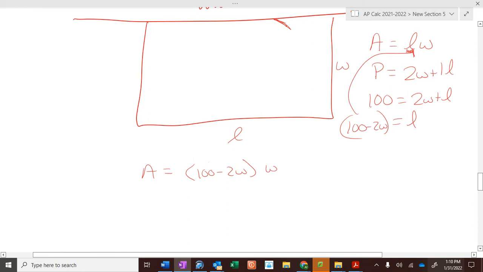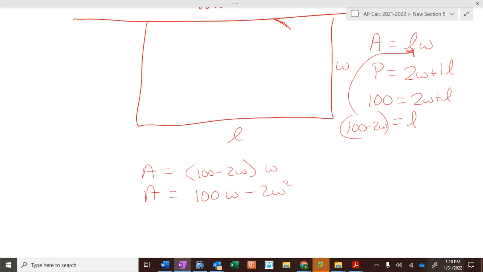We're going to get to the first derivative here really quick. So the area is 100W minus 2W squared. That's the area formula with just one variable instead of 2 different variables.